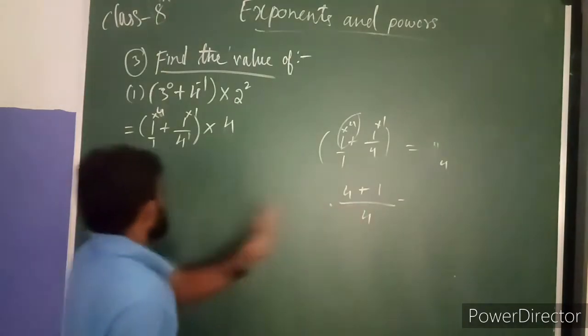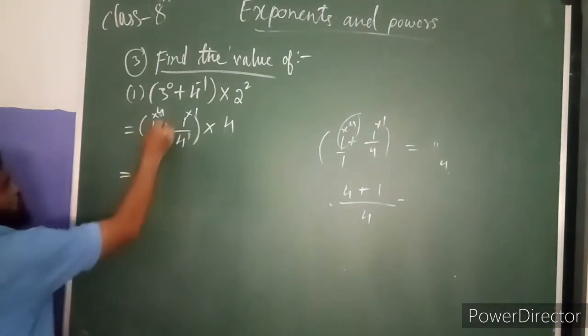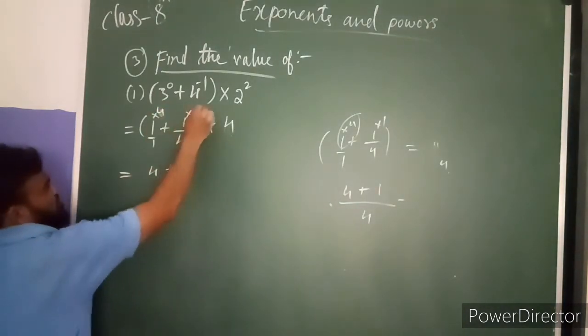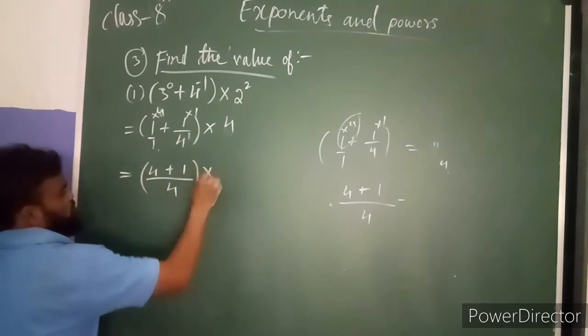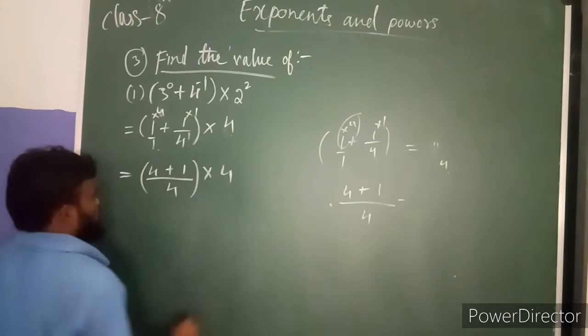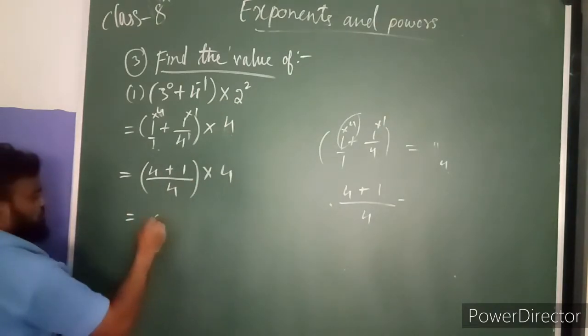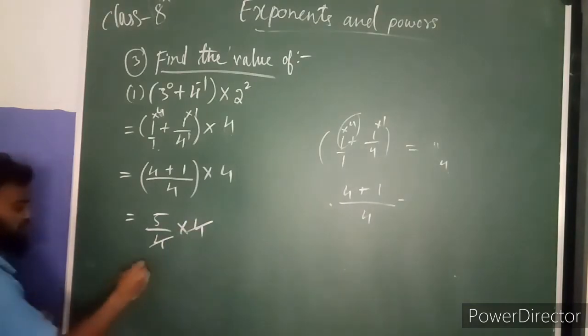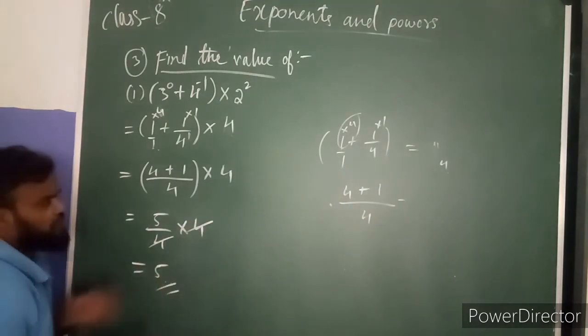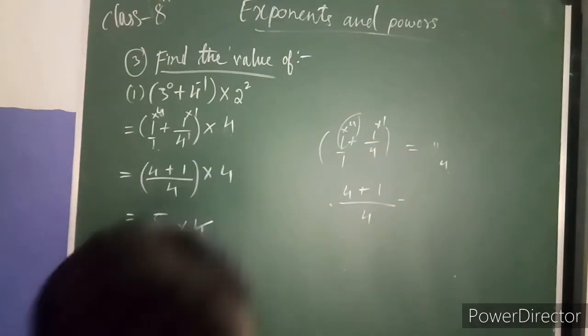So 4 times 1 plus 1 times 1, divided by the common LCM 4, into 4 to the power of 2, 2 squared is 4. So 4 plus 1 is 5, divided by 4 into 4. This 4 and 4 get cancelled. The answer remaining is 5. This is the first one of the third question.